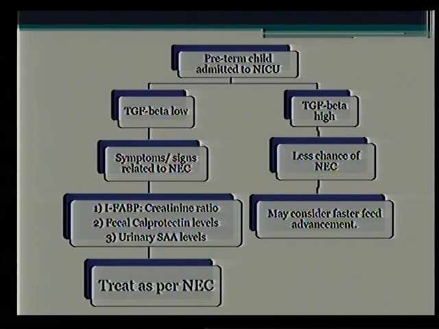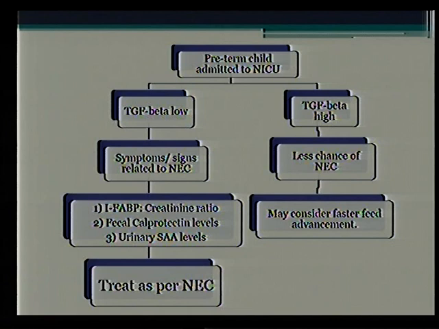If these children develop symptoms and signs related to NEC, do the biomarkers. If the biomarkers are positive, treat as per NEC. If the TGF beta is high, then they have a lesser chance of NEC, so we may consider fast feed advancement, because again the neonatologist is slow with feed advancement for these children. So this is one of the treatment protocols which can be evaluated.